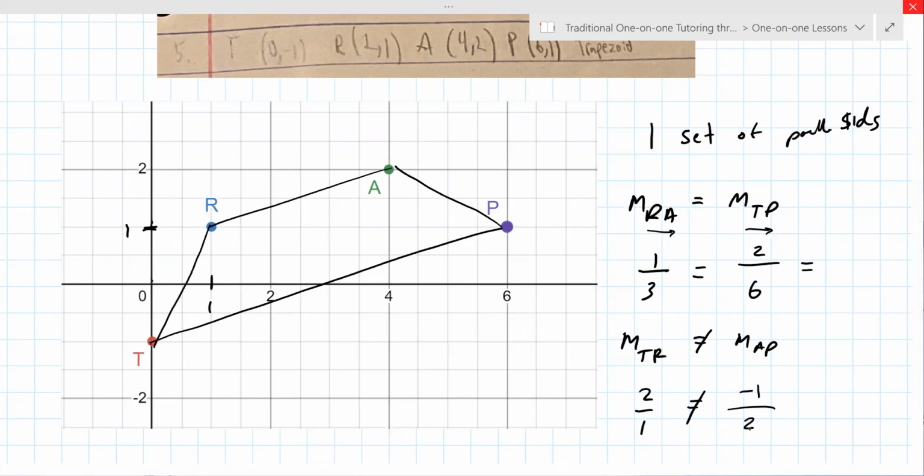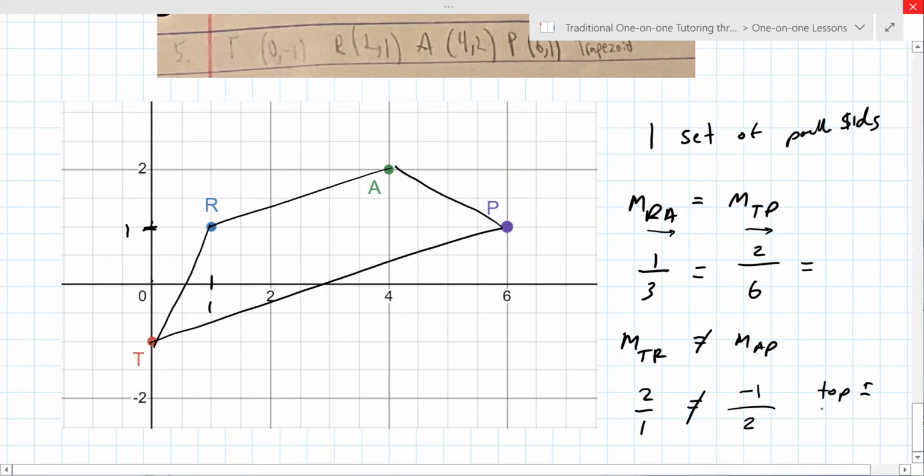The slope is rise over run. And the rise is the top number, it can be positive or negative, but the bottom number is always positive, because you're always going to the right. So don't make the classic mistake of going from like P to A. You've got to go left to right.